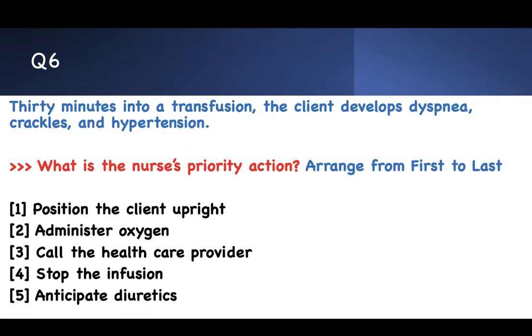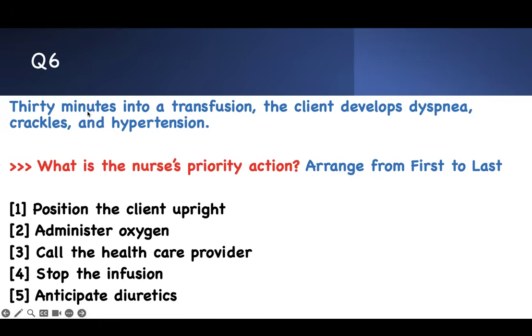30 minutes into transfusion, the client developed dyspnea, crackles, and hypertension. What is the next priority action? Arrange from the first to the last. This is a concept. I know you know it. Stop the video. Arrange this in terms of prioritization. This is patient prioritization. I want you to think about it. If you're getting fluid or a transfusion, and all of a sudden crackles in your lung, dyspnea, and hypertension, this is what we call circulatory overload. What do you do? What actions do you take? Arrange them in the way you would take action in terms of prioritization.